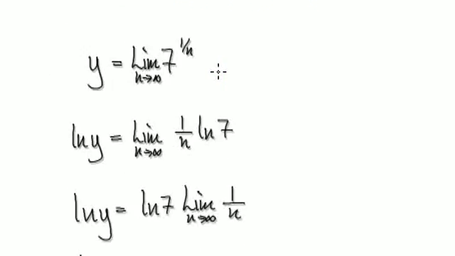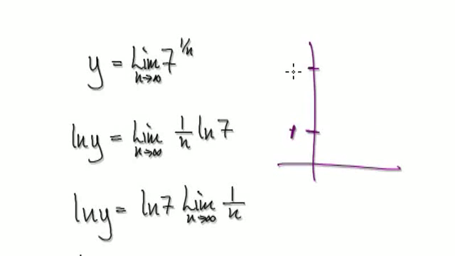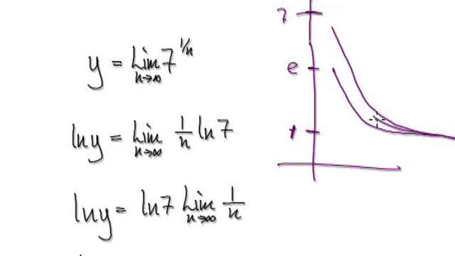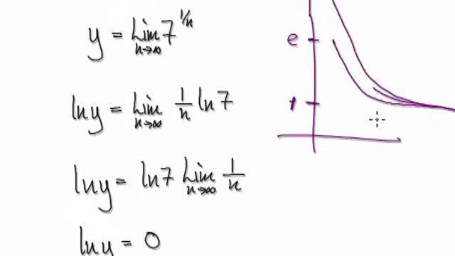But let's just try and understand what's going on here. Let's just imagine, 1 is here, e is somewhere here, not to scale. We know that it will head towards 1. The limit will be 1. Even if you have a 7, let's say a 7 here, the limit will still be 1. Because, well, work this out.